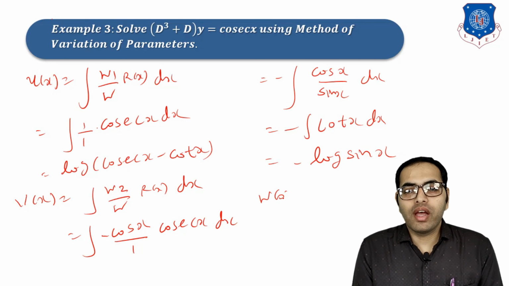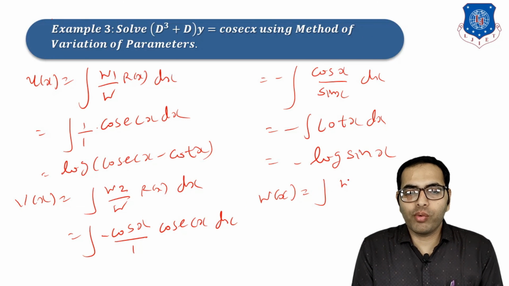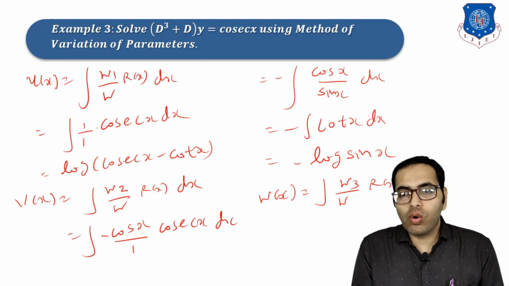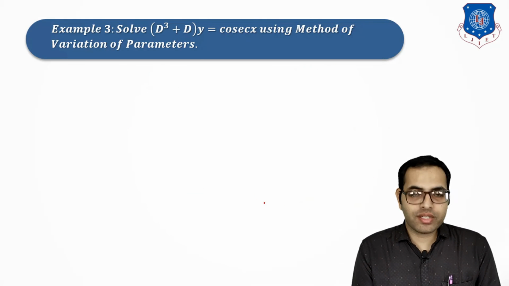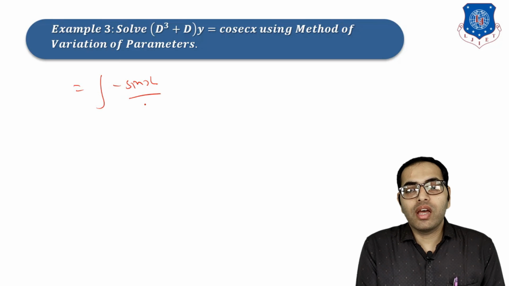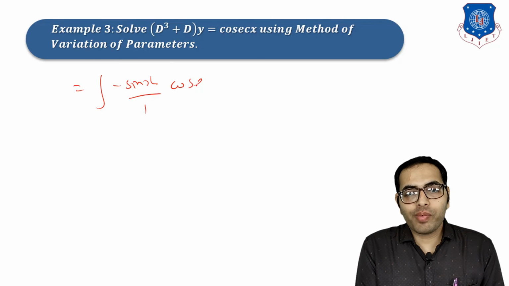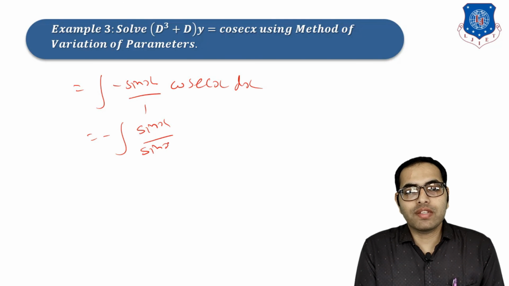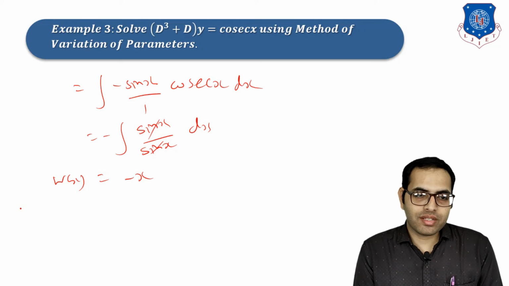Similarly for the w of x, which has the formula w3 by w into r of x dx. Substituting the values of w3 which is minus sin x, w that is 1, r of x which is cosec x dx, then minus common out, here sin x, cosec means 1 upon sin x, then sin will be cancelled out, then w of x is minus x.